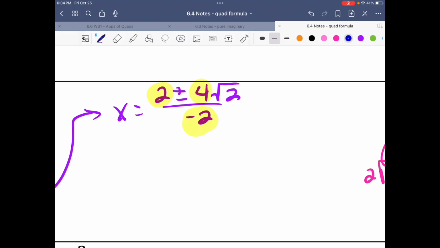Because the denominator is negative, I'm going to go ahead and factor out a negative number. It does not change your plus or minus. That's still going to stay. So negative 2 goes into itself once, into 4 twice, and into 2 negative once. And remember, this negative sign does not change your plus or minus, so you get what you get with that.